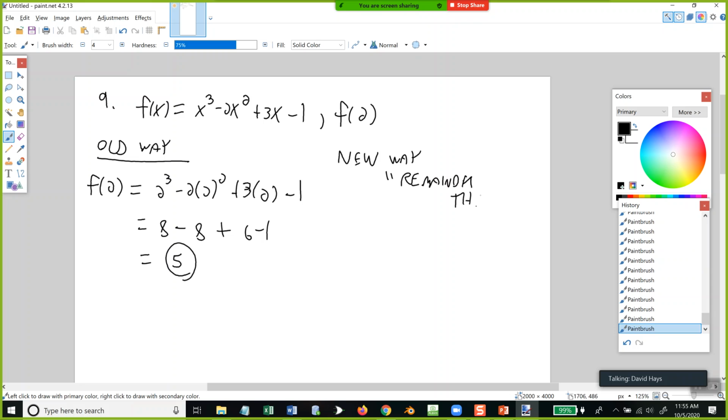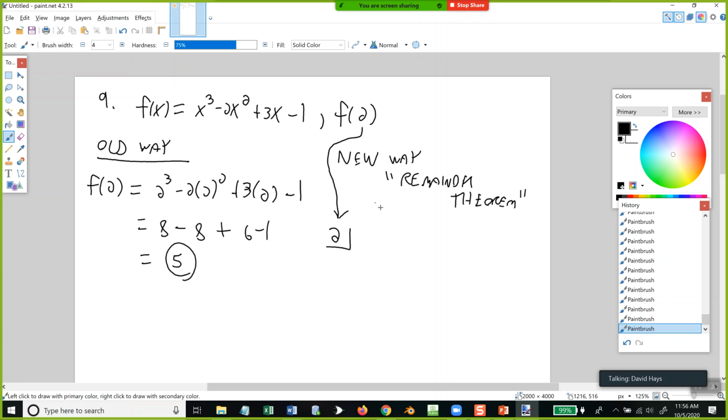The new way is using something called the remainder theorem. Remainder theorem says you can use synthetic division to evaluate polynomial functions. It only applies to polynomial functions, doesn't apply to any other kind. And what you do is you take the number that you're evaluating for, which in this problem is a 2. You put it in the box in the upper left-hand corner.